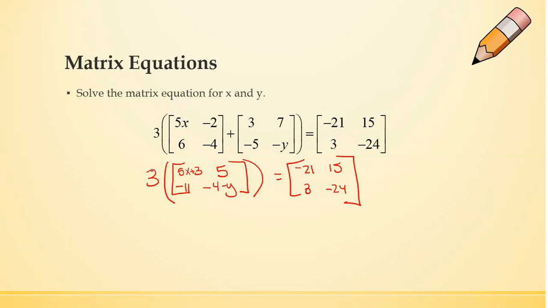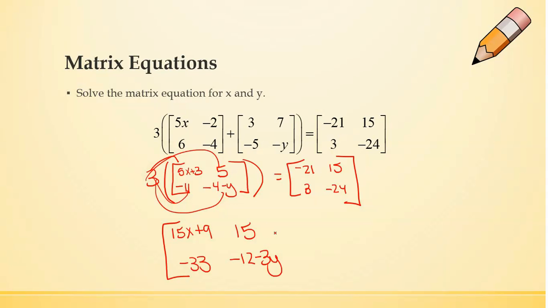Alright, now let's give this scalar in to everybody. So if I multiply by 3, I'm going to get 15x plus 9. And I'm going to get 15 there. Negative 33 there, and a negative 12 minus 3y. There we go. Now, if they are equal, that means that this guy has to be equal to that guy.